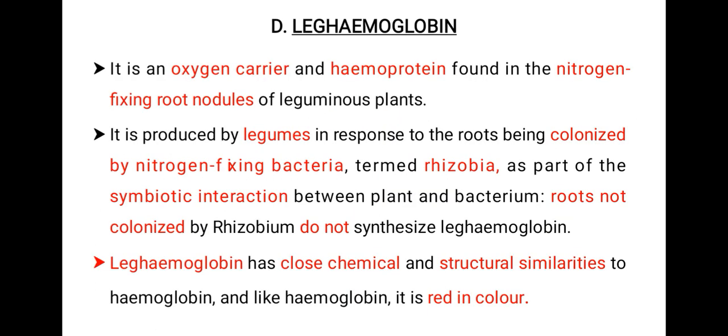Like hemoglobin, leghemoglobin is the oxygen carrier and hemoprotein found in the nitrogen fixing root nodules of leguminous plants. It is produced by legumes in response to the roots being colonized by nitrogen fixing bacteria termed rhizobia as part of symbiotic interaction between plant and bacterium. Roots not colonized by rhizobium do not synthesize leghemoglobin. Leghemoglobin has close chemical and structural similarities to hemoglobin, and like hemoglobin it is red in color.